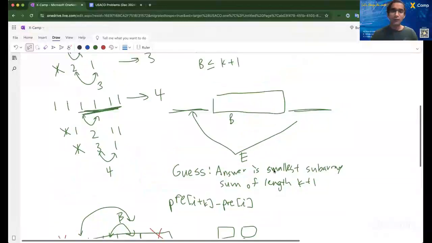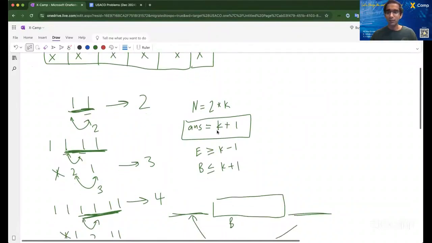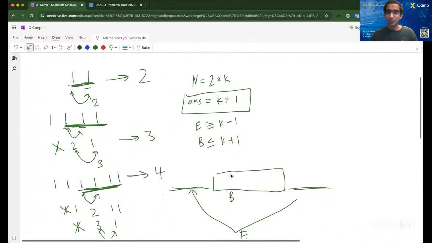Oh, how do you find k? So I just define n is equal to 2k. N is an even number. And then Bessie's part is a k plus 1 length subarray. Yeah, that's how you define k. Any other questions?